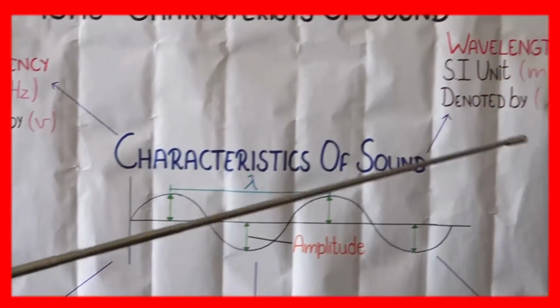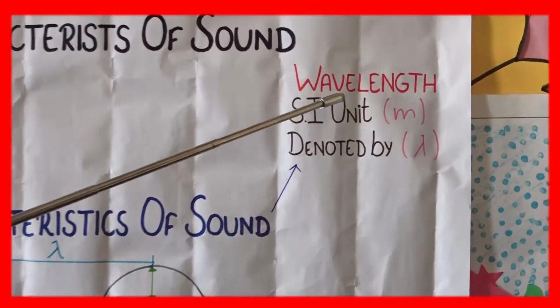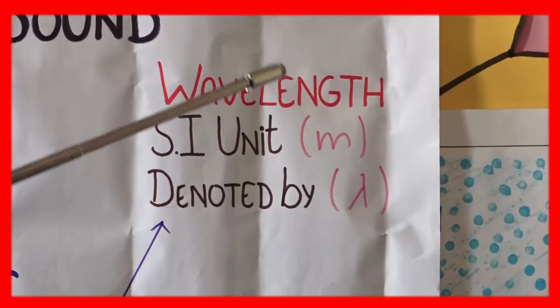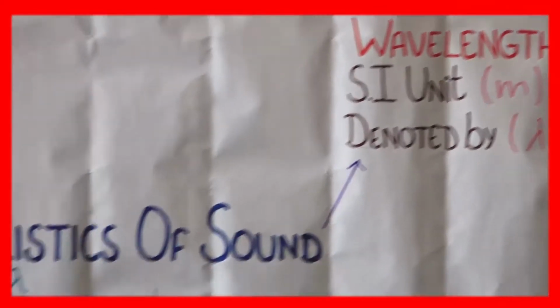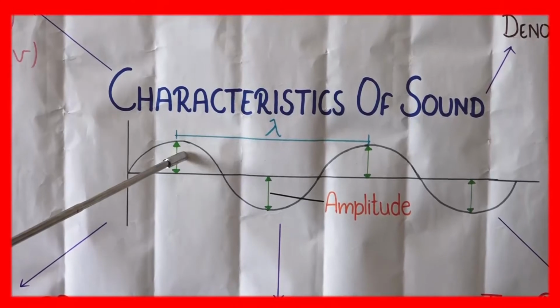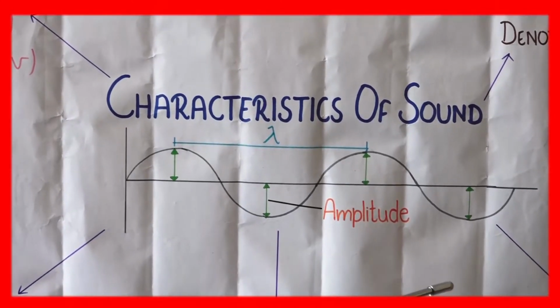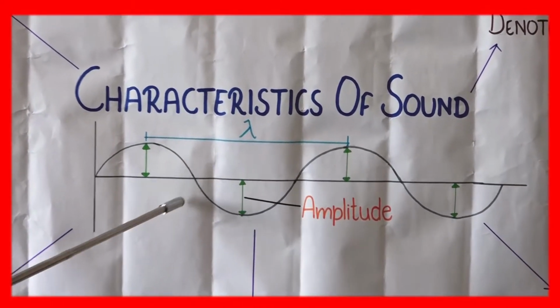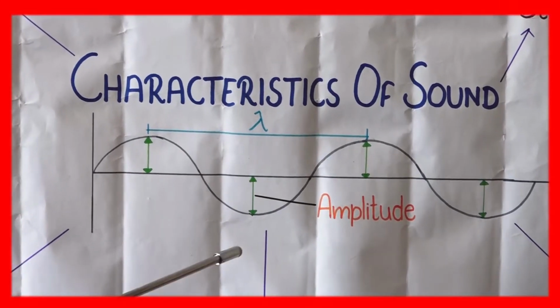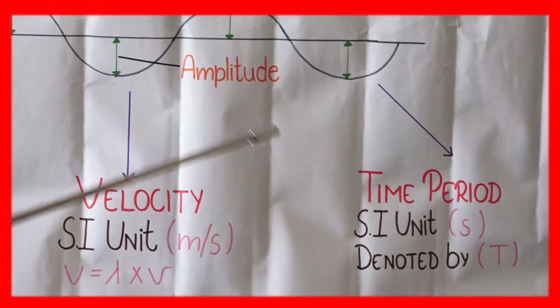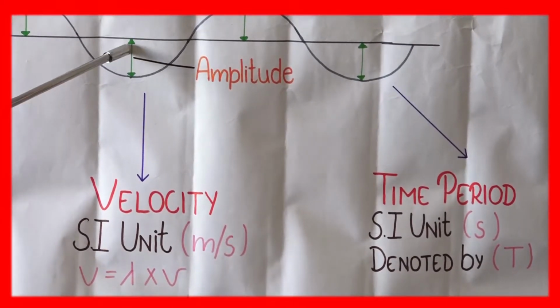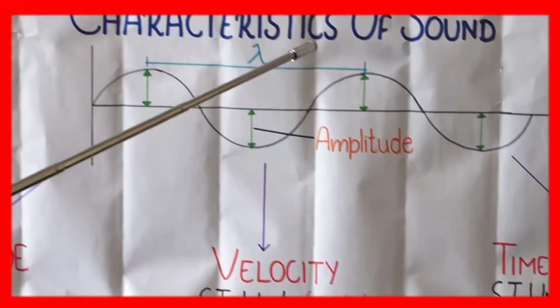The second characteristic of sound wave is wavelength. It is defined as the distance between two consecutive compressions or rarefactions, or we can say the distance between two crests or troughs is called wavelength. It is represented by the letter lambda and it is measured in meters.